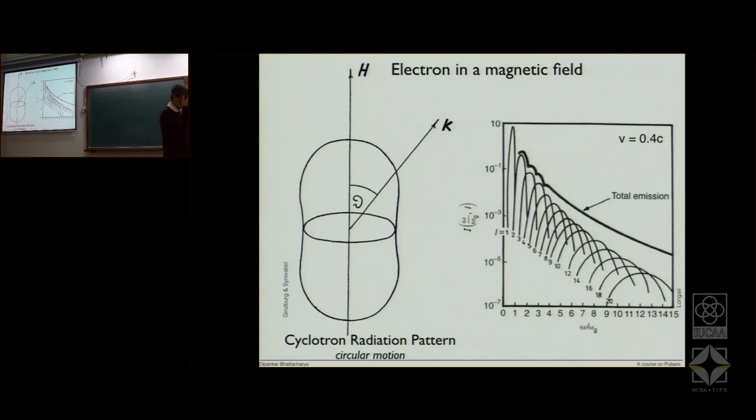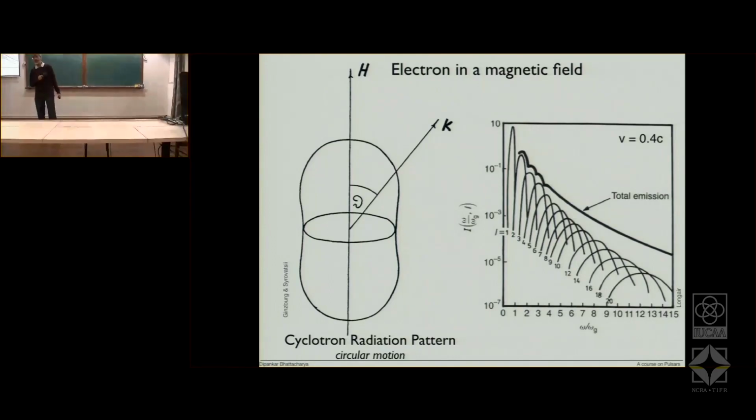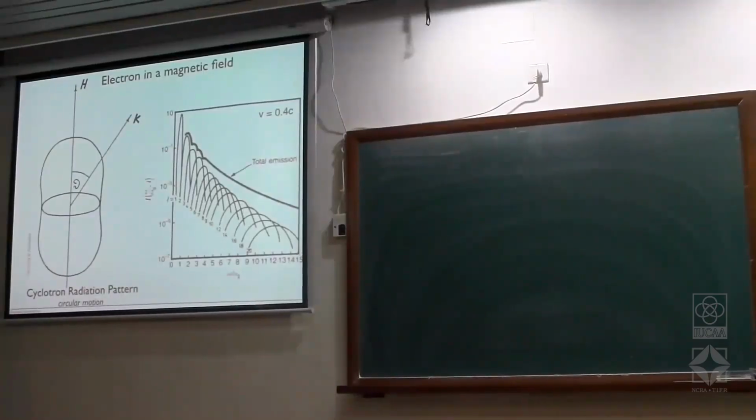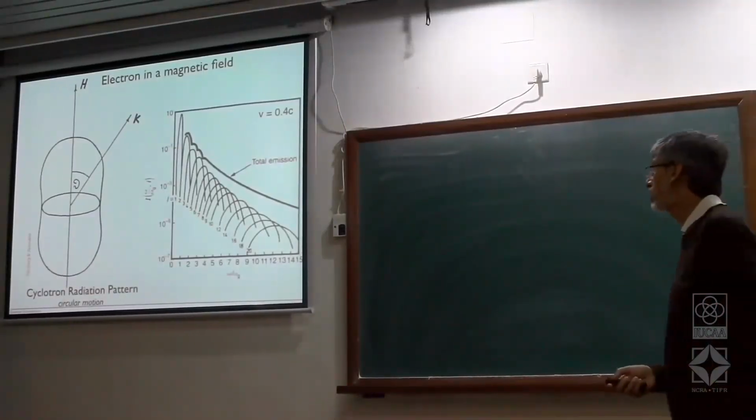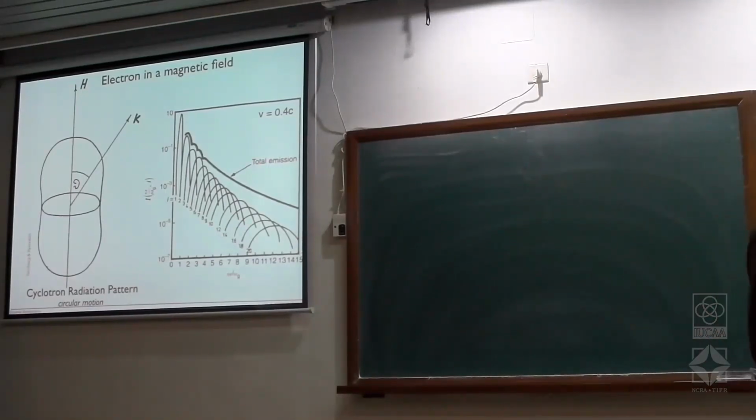So in CGS units, you write it as the electron charge times the magnetic field divided by the mass of the electron times the speed of light. Right? So eB over mc is your cyclotron frequency, and that cyclotron frequency is the only emission that you will get from this particle. It's a particle in a circular orbit.